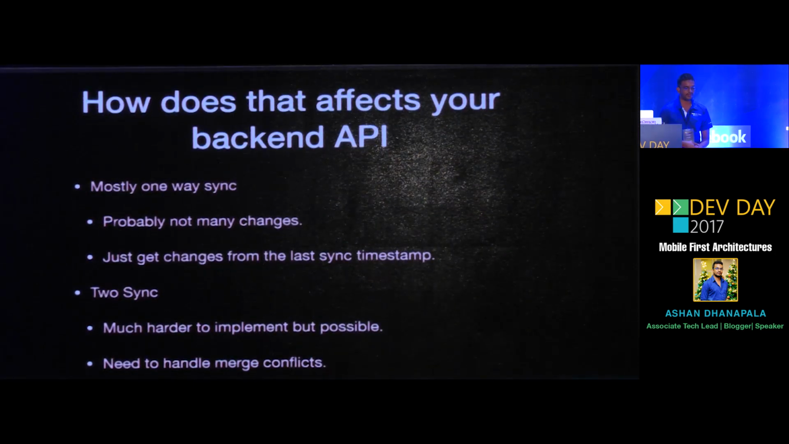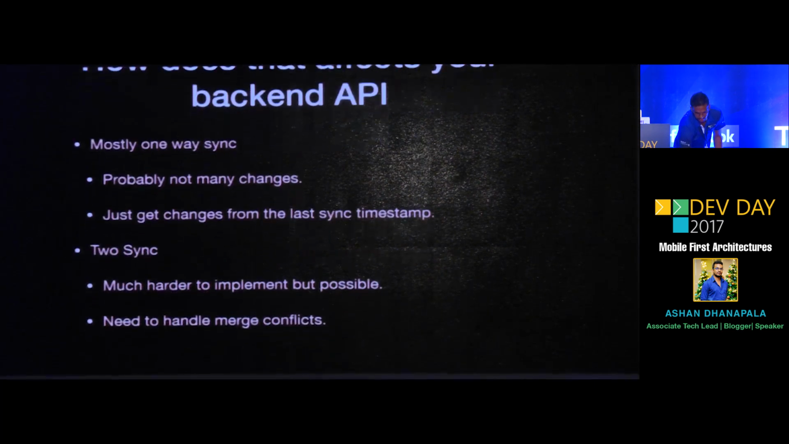So how does that affect your backend? We don't have any of these API calls now. We have a single data synchronization method. Mostly one-way synchronization, that is, if you don't have many changes. Let's say a Gmail application. Most of the time, when you open the Gmail application, you have your cached or locally stored emails in your application. But when it gets connected, it just does a small synchronization and gets the latest updates. It doesn't pull back the whole data set.